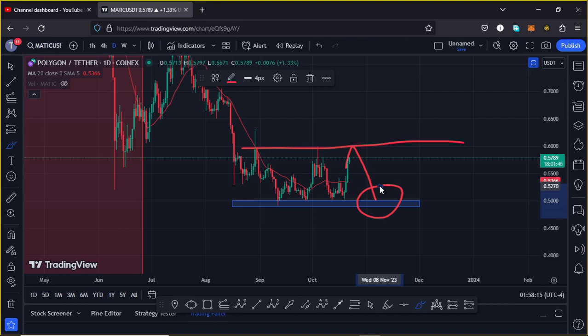Continue keeping your eyes on a break above the $0.6 mark with a retest, and also a rejection in case we don't see a break above that key area of resistance.